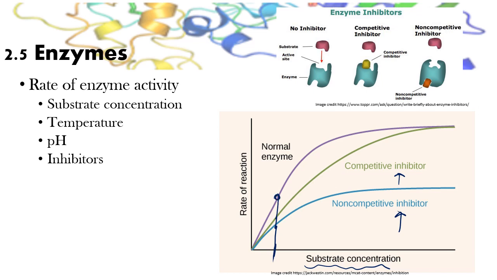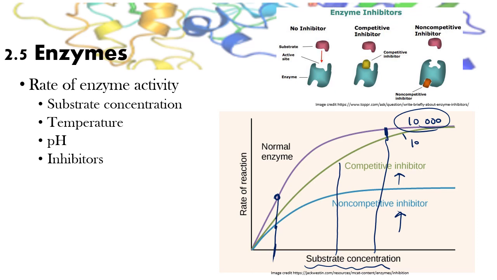Notice that the more substrate we have, the closer the competitive inhibitor and the normal enzyme activity become. This is because if I have like 10 pieces of inhibitor, but 10,000 pieces of substrate, of course, the substrate is going to get to the enzyme more frequently, and then we'll have some pretty big activity happening.